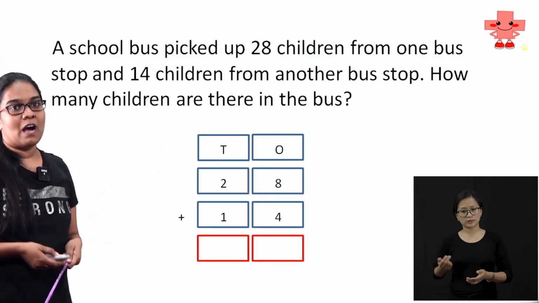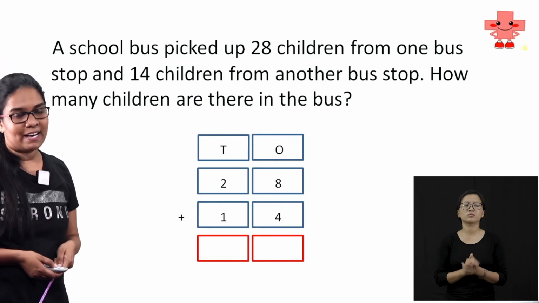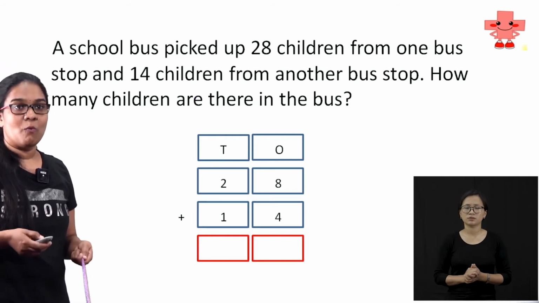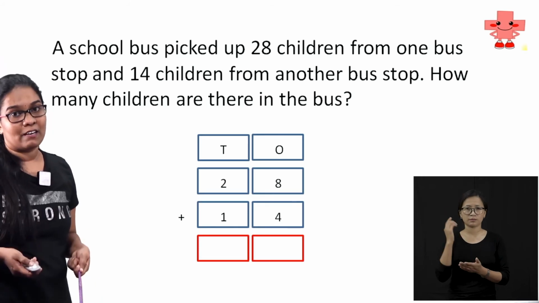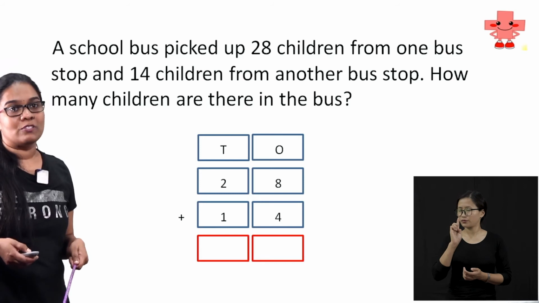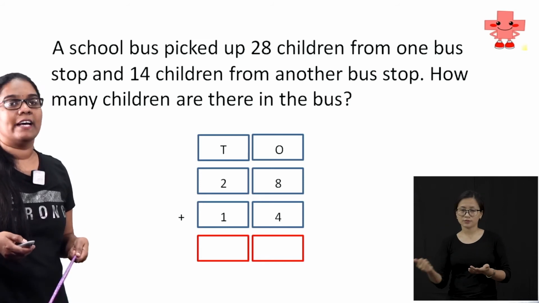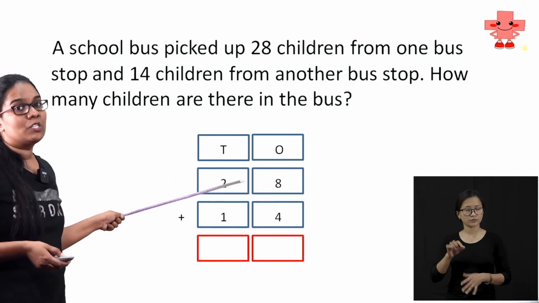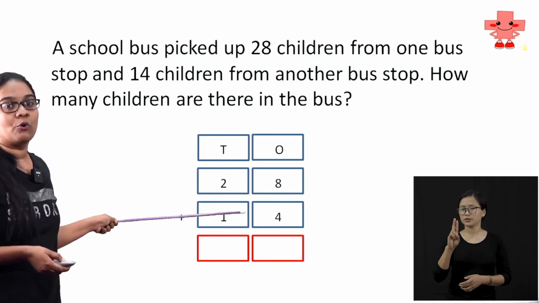Then, a school bus picked up 28 children from one bus stop and 14 children from another bus stop. How many children are there in the bus? 28 children from one bus stop and 14 children from another bus stop. Yes, we have to find out the total number of children in the bus. For that, we are going to add 28 and 14.